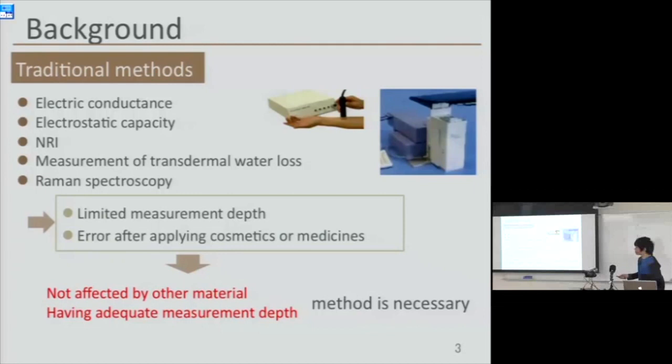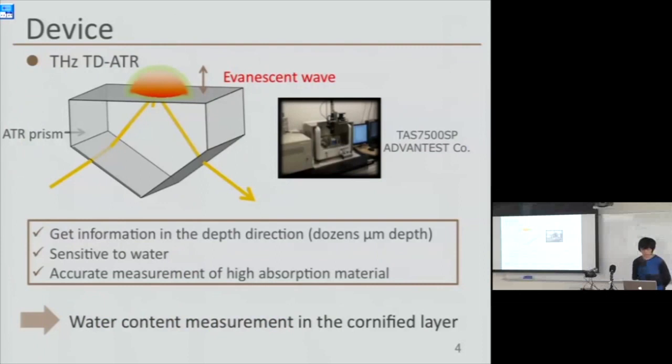Because of the ingredients of cosmetics or medicines, we cannot measure the precise water content in the cornified layer. So a method that is not affected by other materials and has adequate measurement depth is necessary. So I want to measure the water content in the cornified layer by using terahertz time domain attenuated total reflection spectroscopy.